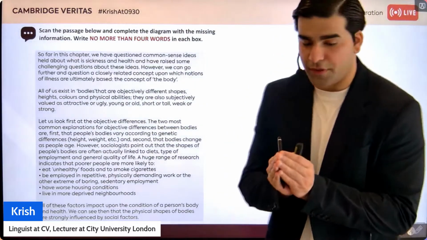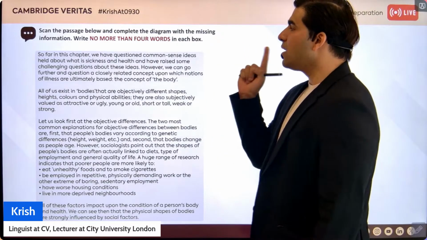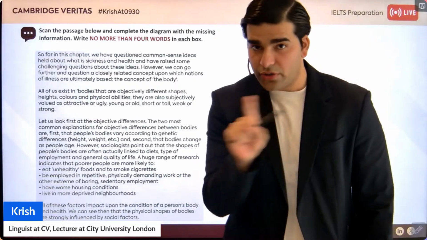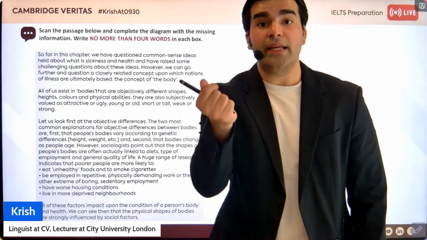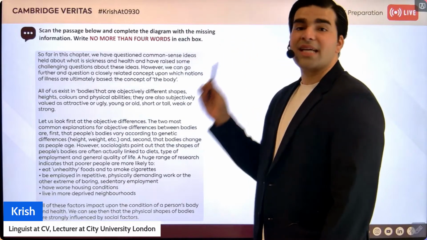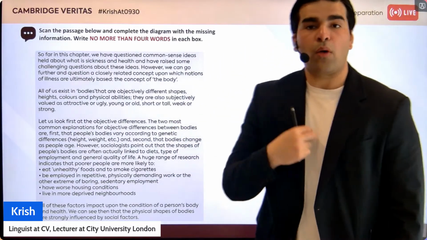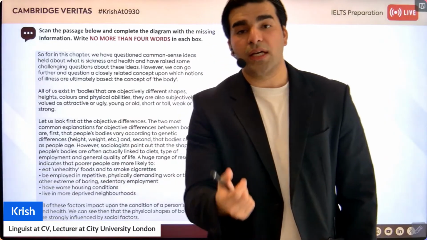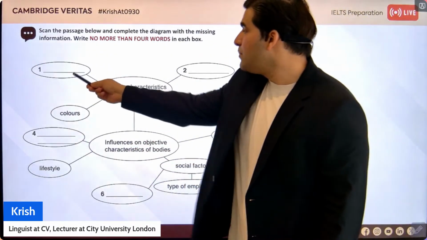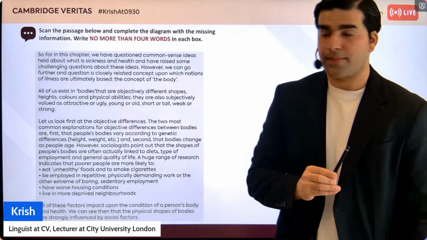Let's read the question first. The question is: scan the passage below. Scan. Do not read line by line. Quickly read the passage below. Complete the diagram with the missing information. Now, I will not give you any clues. I will show you one diagram. This is the diagram. We have to complete the diagram with missing pieces of information.